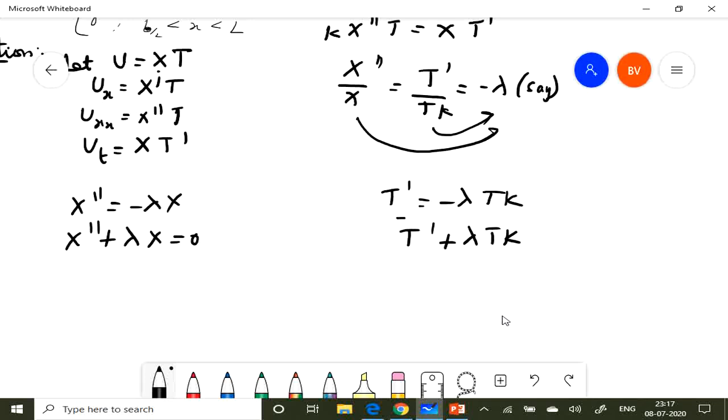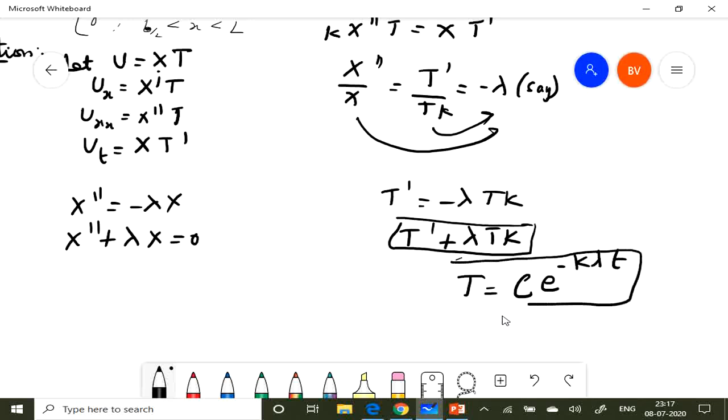And the important point here is that this is a differential equation of first order. The solution of this one will look like T is equal to c times e power minus k lambda t. And the method has already been discussed, so I am not explaining this one. The solution, this one, we call it F. Now come to this one.